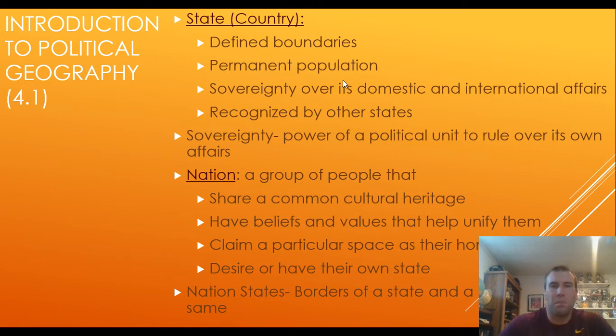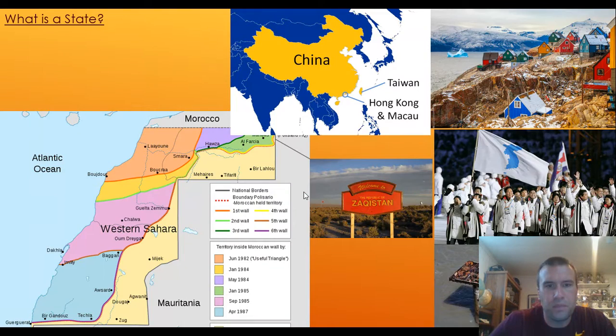Now, a state is a political unit, where a nation is a group of people. So you can see here nations share a common cultural heritage, have a belief in values that unify them, claim a particular space as their homeland, and desire or have their own state. The key here is that it's a group of people. So, for instance, go back to China. China is a state. Most people would also consider it a nation. Hong Kong, not a state, but Hong Kong does things very differently than China, and their people are very different.